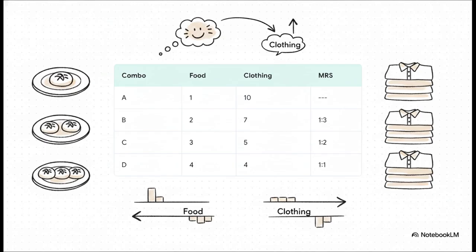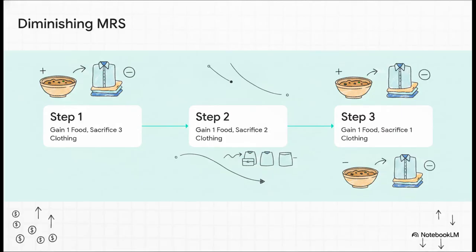Are you noticing the pattern here? As the units of food steadily increase step by step, the units of clothing absolutely have to decrease to keep the consumer's satisfaction perfectly balanced. But I really want you to consider the rate of that sacrifice. This right here is what economists call the marginal rate of substitution.